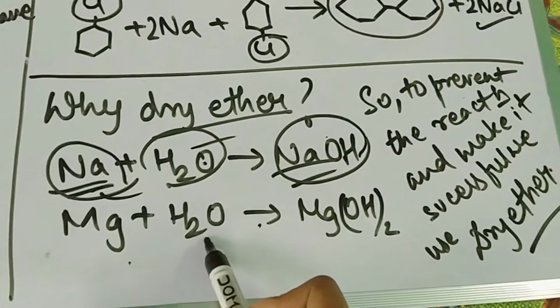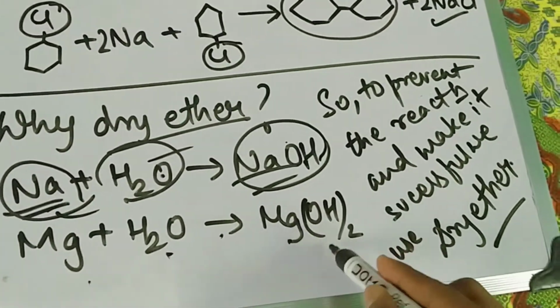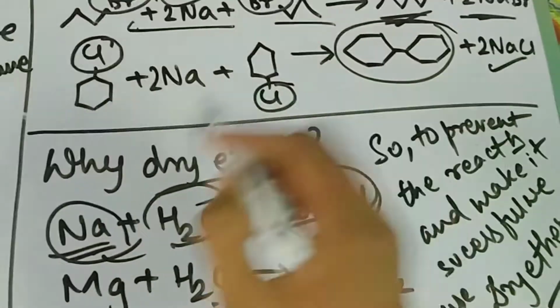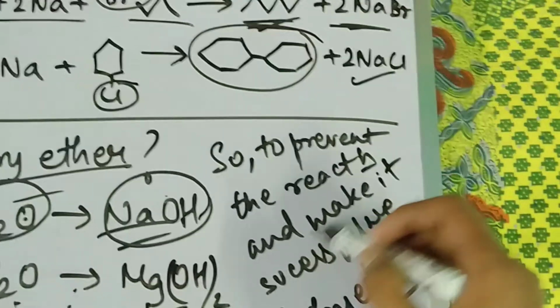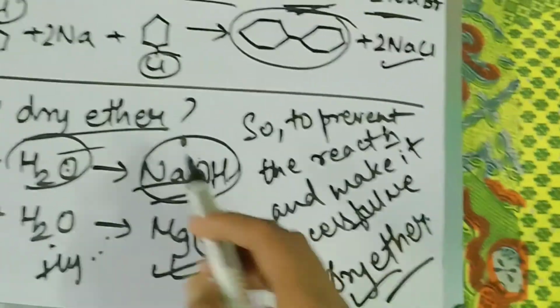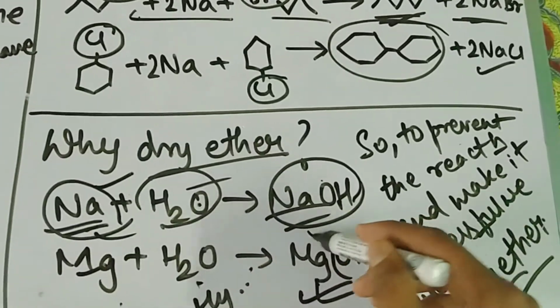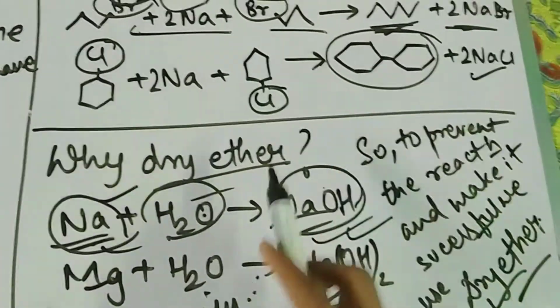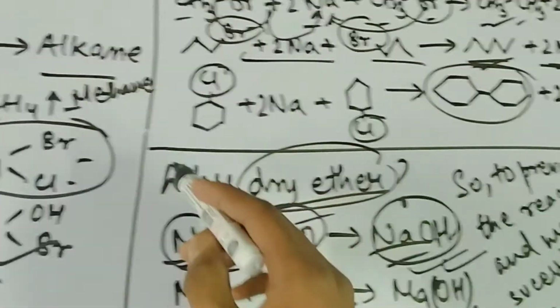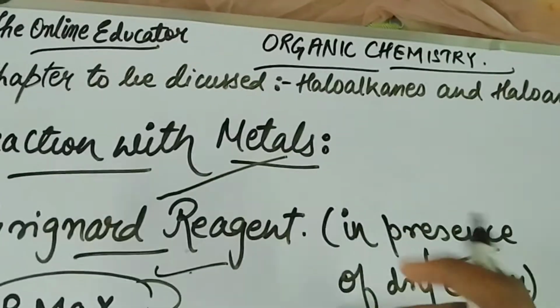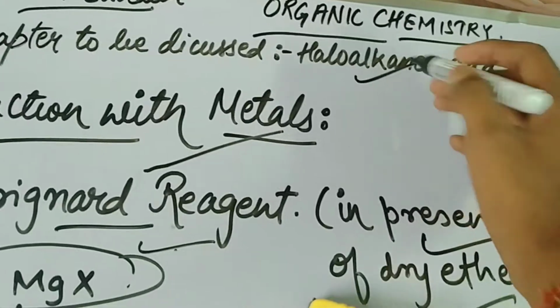The Mg reacts with H2O and gives us Mg(OH)2, the hydroxide of the metal. To prevent this reaction and make it successful, we use dry ether to prevent sodium and magnesium reacting with water and giving hydroxide. So I hope everything was clear. So we completed all the reactions of the haloalkanes.